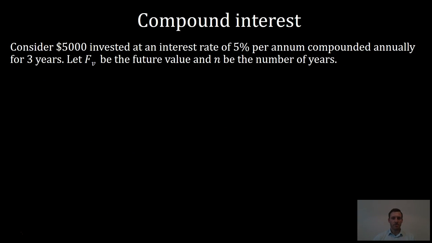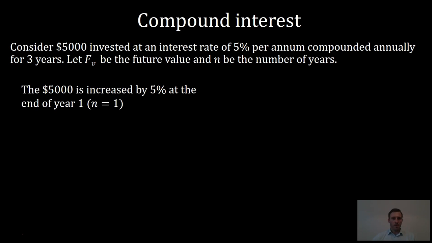Consider $5,000 invested at an interest rate of 5% per annum compounded annually for 3 years. Let FV be the future value and N be the number of years. The $5,000 is increased by 5% at the end of year 1 when N equals 1. To increase 5,000 by 5%, we multiply it by 1.05. After 1 year, we have $5,250.